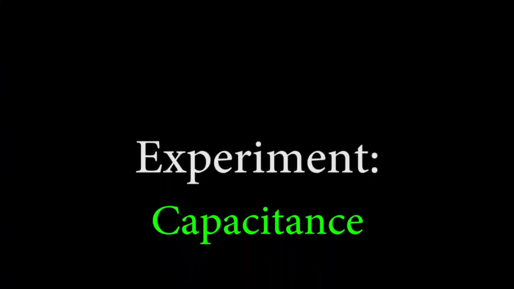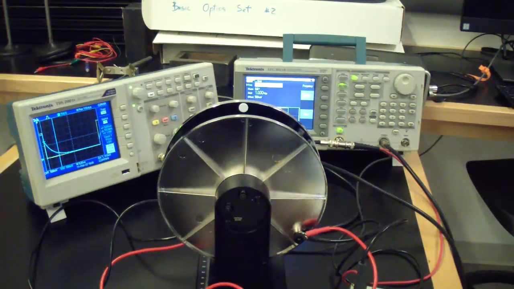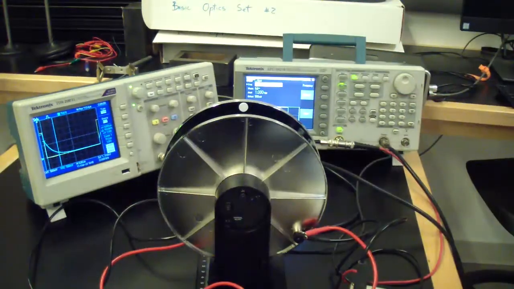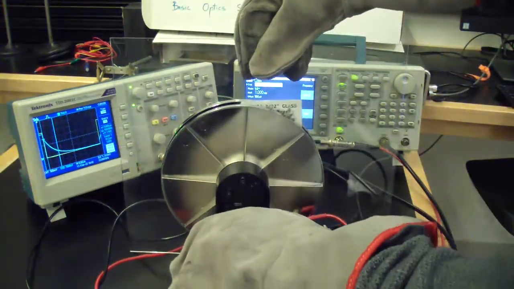In exercise 3, we'll be measuring the dielectric constant of glass. Put on work gloves whenever handling the glass. Gently place the glass between the plates and measure the capacitance again with and without the glass. Don't forget to measure the glass thickness.